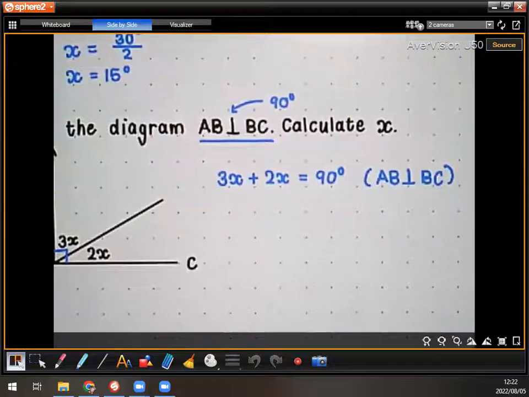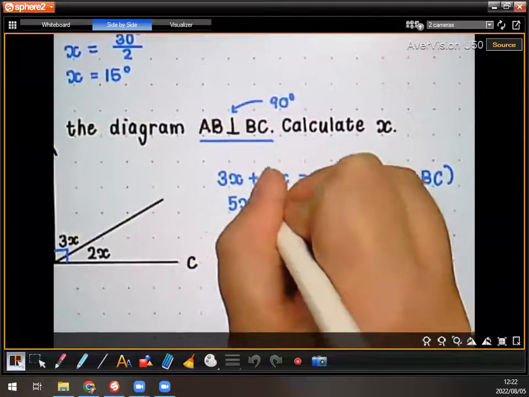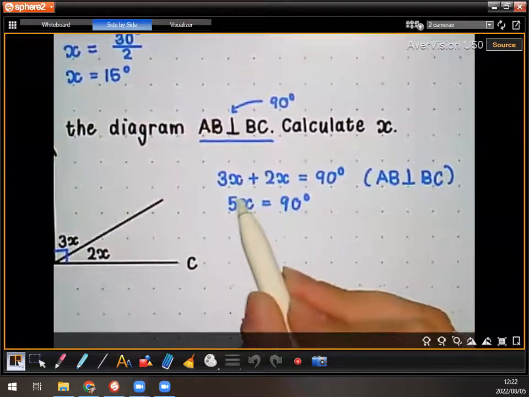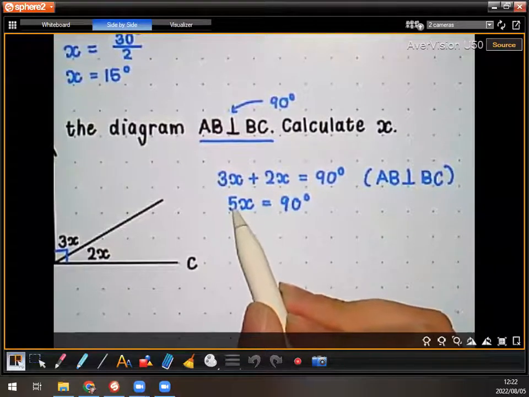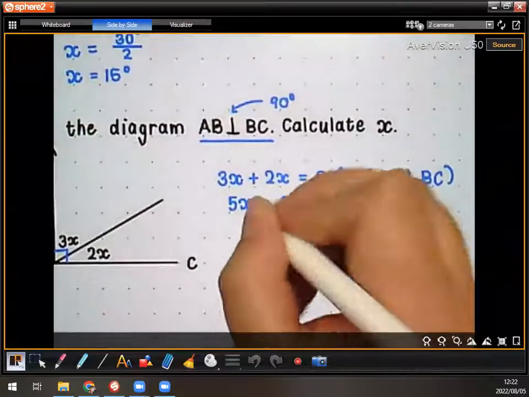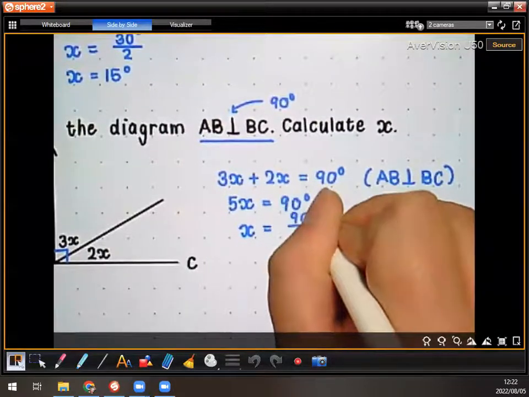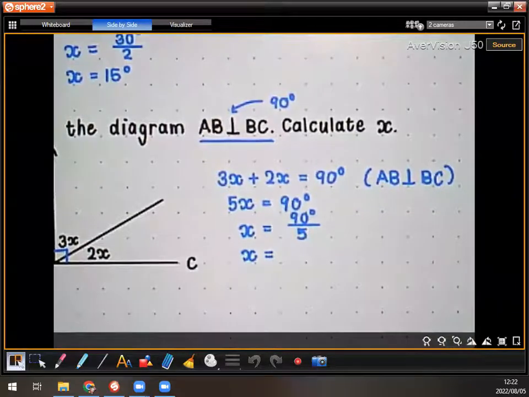3x and 2x, are those like terms? Can I add them? Yes. What is 3x plus 2x? 5x. So 5x is equal to 90 degrees. What am I doing with the 5 on the left-hand side? Currently, I'm multiplying. So what is the opposite of multiplying by 5? Dividing by 5. Good. So x is going to be equal to 90 degrees divided by 5, which is what? 18, I think.